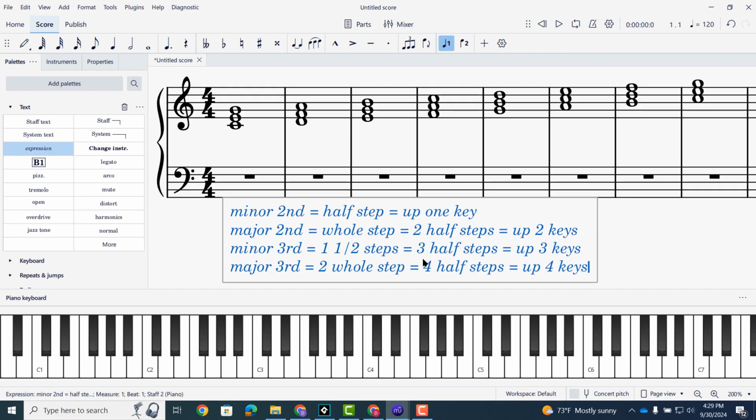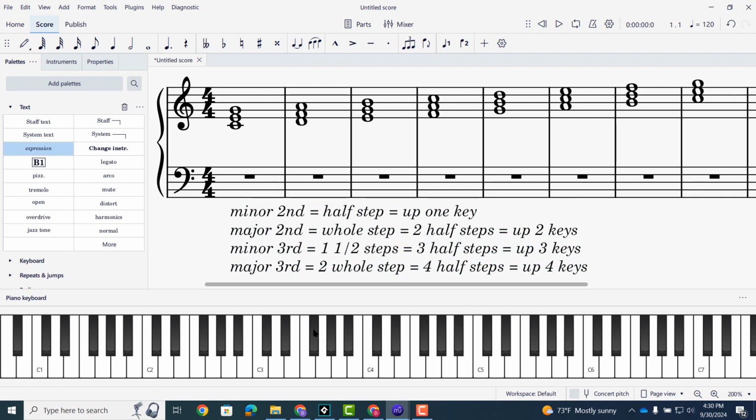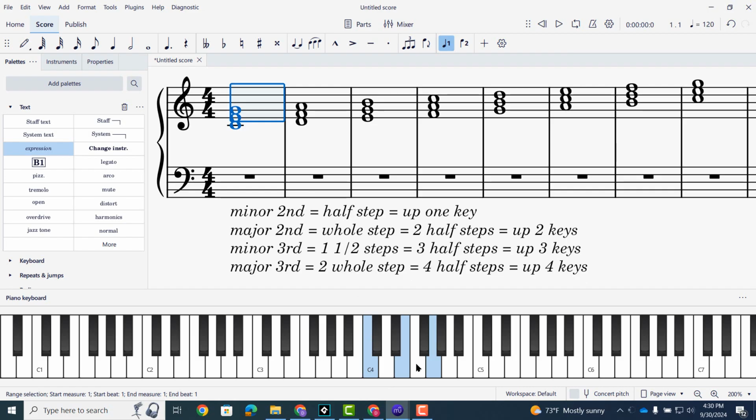So using this chart, the question is, what are the intervals between each of these notes in this triad? Well, we look at the first one. We're going from C, right? Like if we mark it here, I'm just holding down the shift key so I can get the whole thing. All of them are marked. You can see which notes they are on the piano. If you play them, they sound like that.